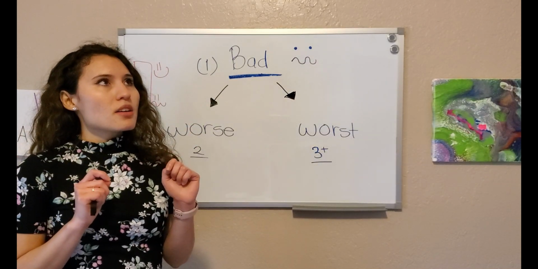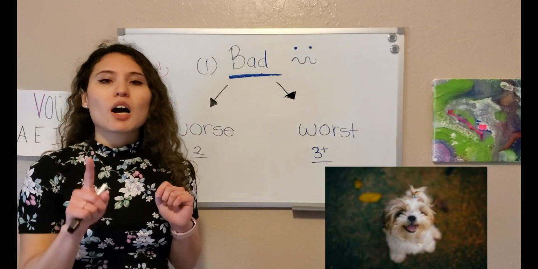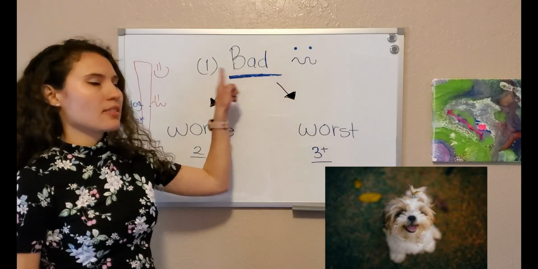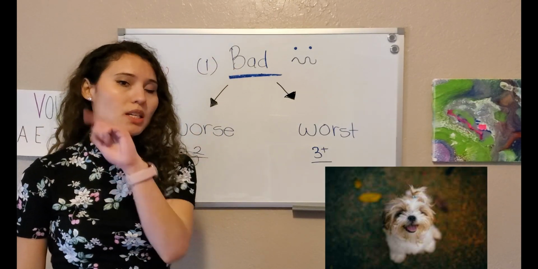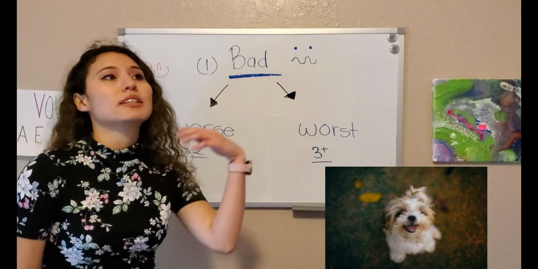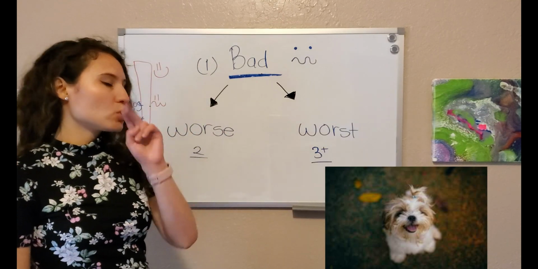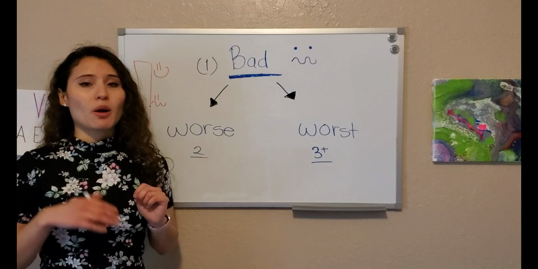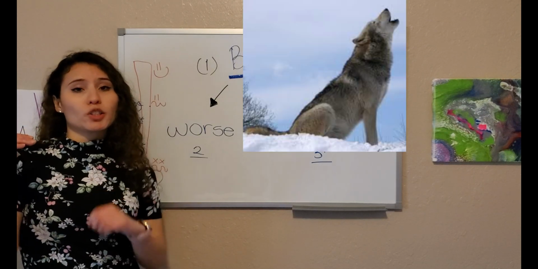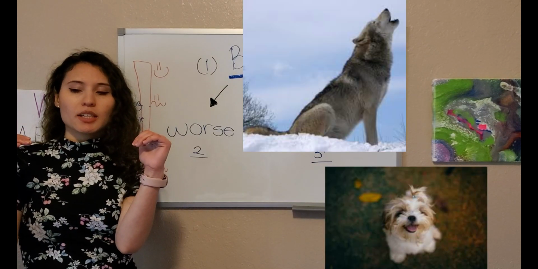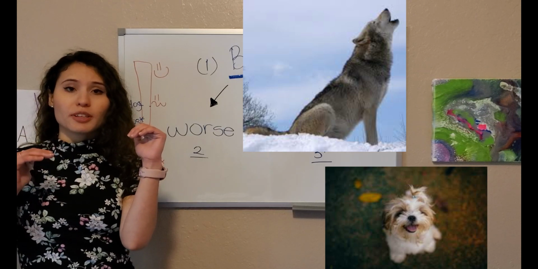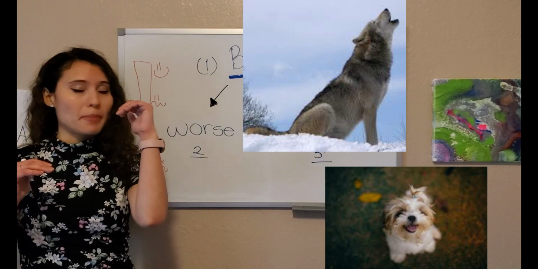Let's start. Getting bitten by a dog is a bad thing. Here I'm just describing one thing. Getting bitten by a dog is bad. Number two, getting bitten by a wolf is worse than getting bitten by a dog. Getting bitten by a wolf is worse than getting bitten by a dog.